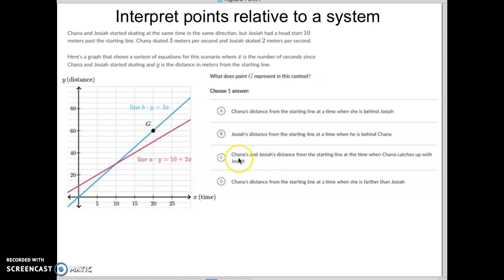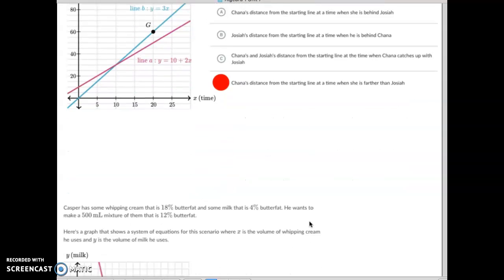All right, letter C: Channa and Josiah's distance from the starting line at the same time when he catches up. No, when they caught up was right here, so that's not it. D: Channa's distance from the starting line at a time when she is farther than Josiah. So this is the distance from the starting line, and yes, she is further, or ahead of Josiah. So it would be letter D. Again, these take some thought, guys. This will not be an easy one.